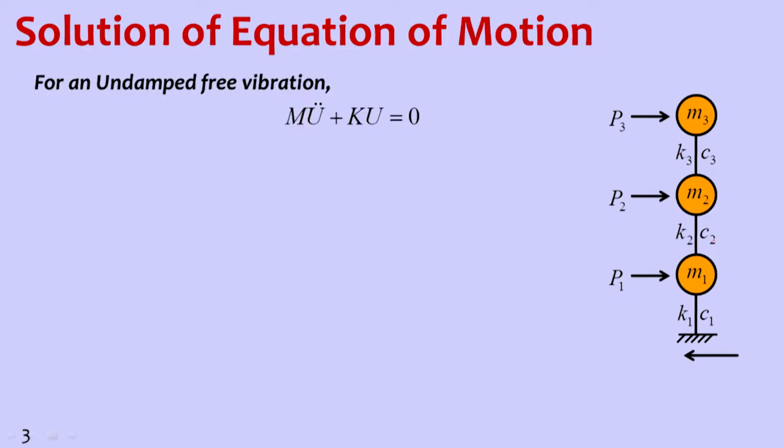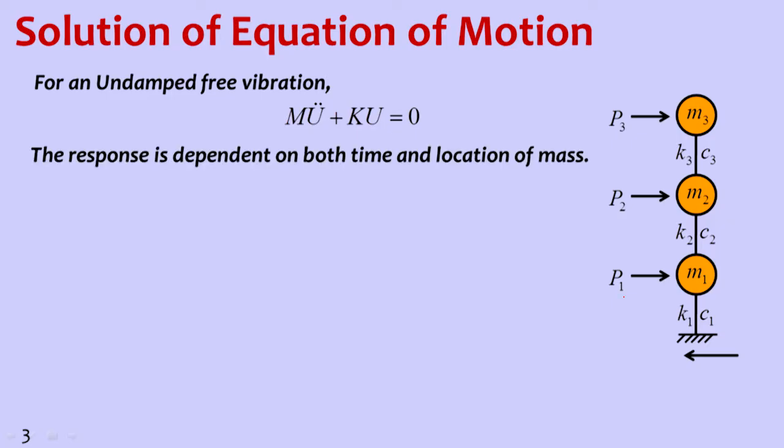So for undamped free vibrations, we know the equation of motion is in the form of m u double dot plus k u is equal to 0. That means all these forces are zero. So the response is dependent on both time and location of the mass, because of which we describe displacement as u is equal to u of x and t.